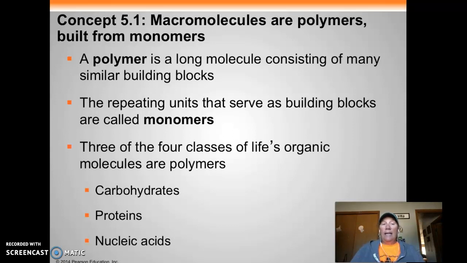Again, 3 of the 4 classes of organic molecules are polymers: carbohydrates, and another name for carbohydrates is sugars, proteins, which most of us know, and nucleic acids. The one we're missing out of here is lipids, or fats, and they're set up a little differently.